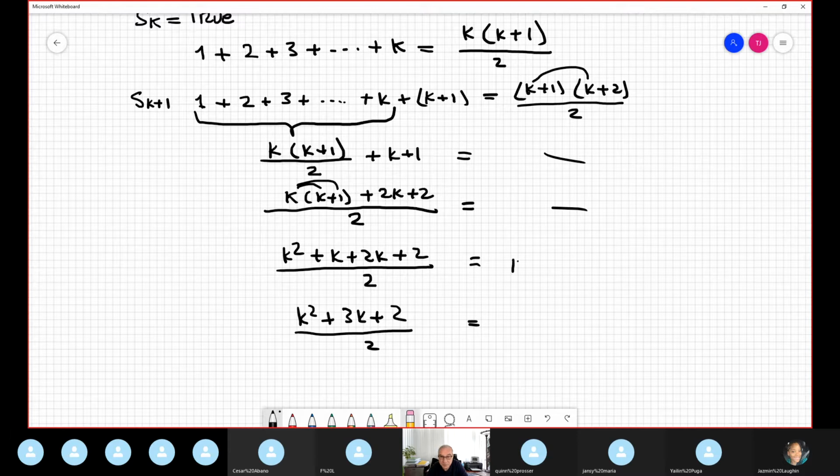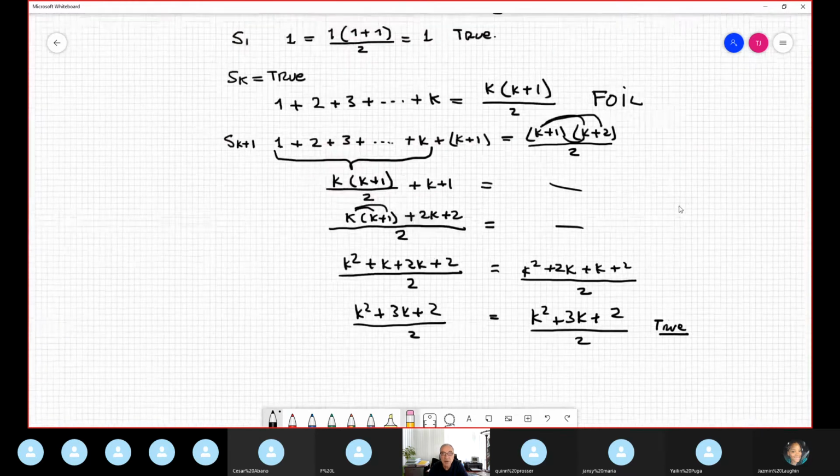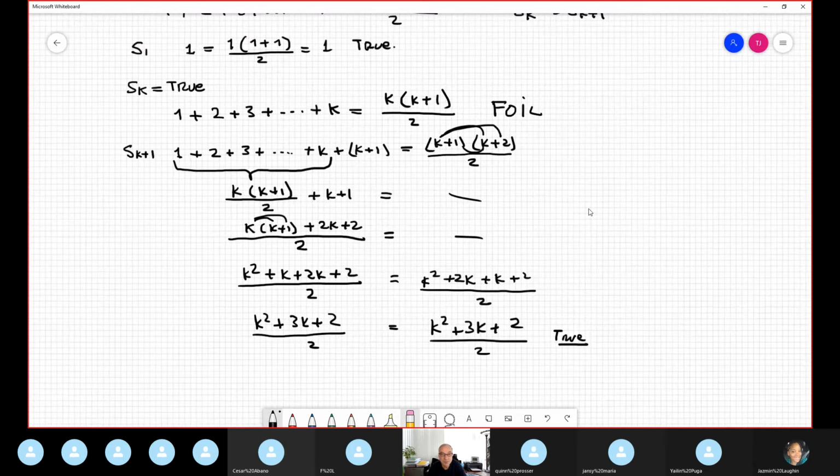You FOIL: k squared, 2k, 1k, and 2, divided by 2. And finally, we combine like terms. Wow, and we get an identity: something equals something. It's true. Therefore, this process continues forever for all natural numbers. Do you think it's no big deal? It's easy or relatively easy. Any question?